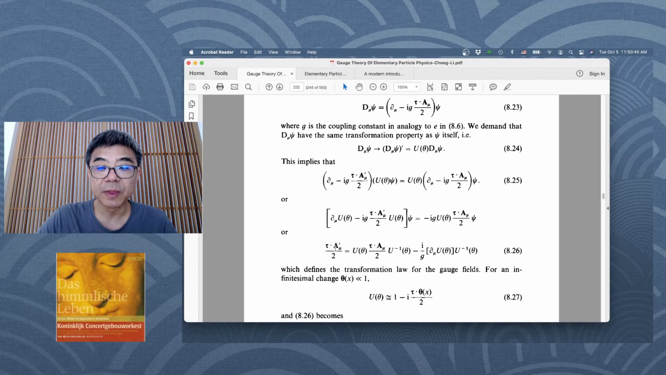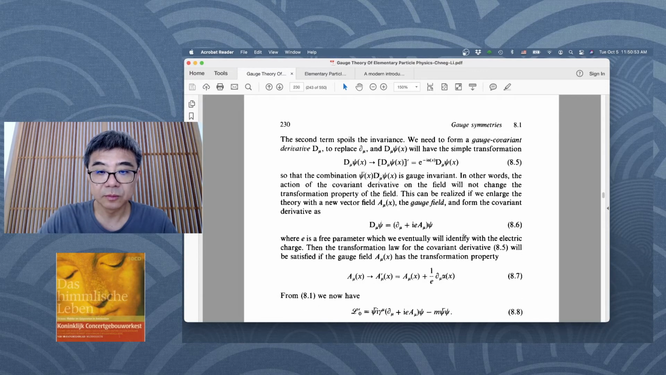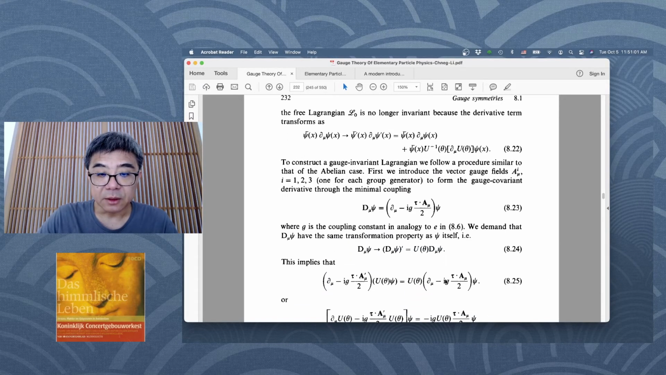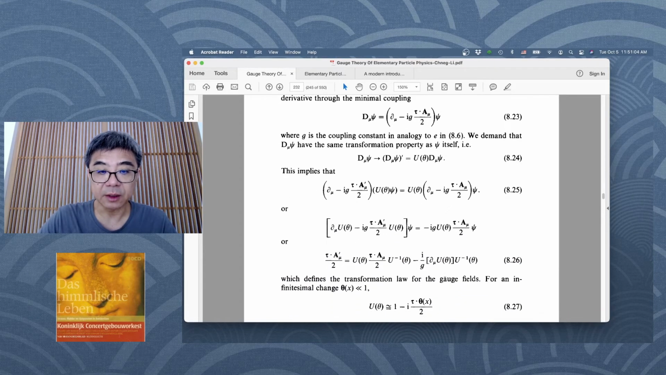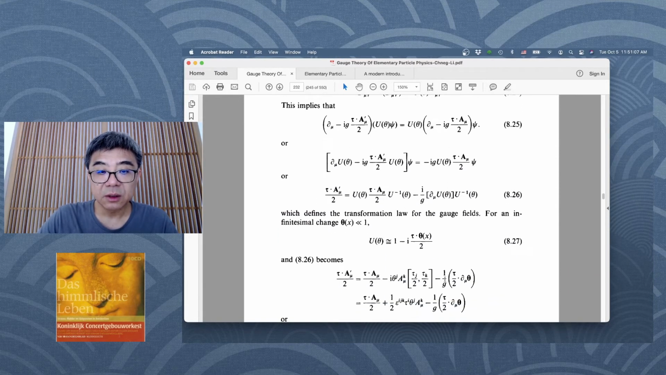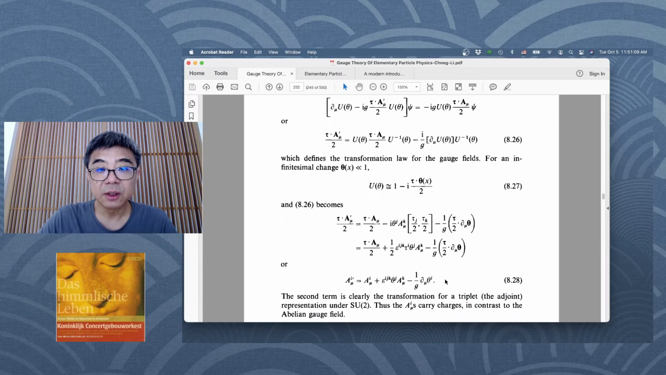This term corresponds to the partial mu alpha in U1 symmetry. Usually we continue to show you that this 8.26 is the general property of the transformation of A mu, the vector field A.